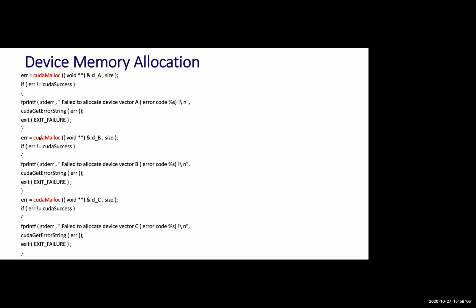The same is done for the other variable; you are allocating the memory for B here. This is d_B, meaning the device side, so you are allocating the memory on the device, the GPU. The same thing here, and for C, so this is the results.